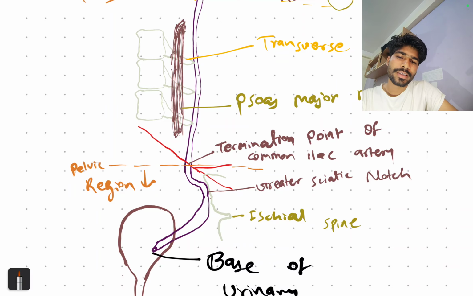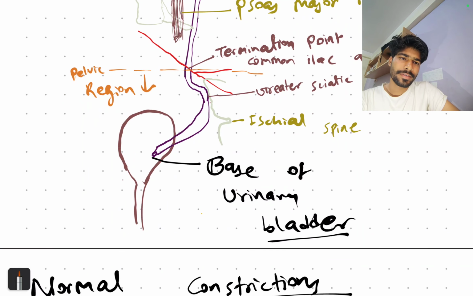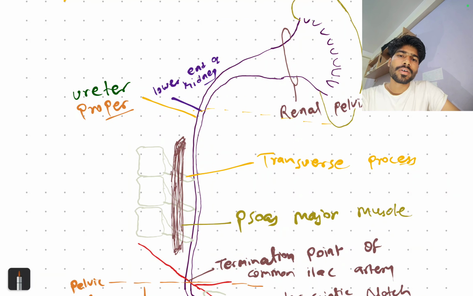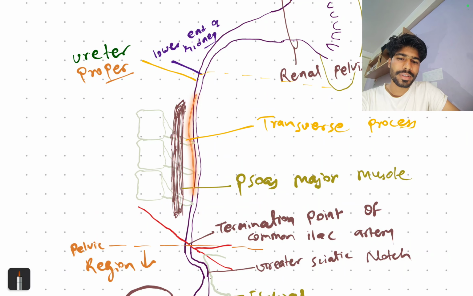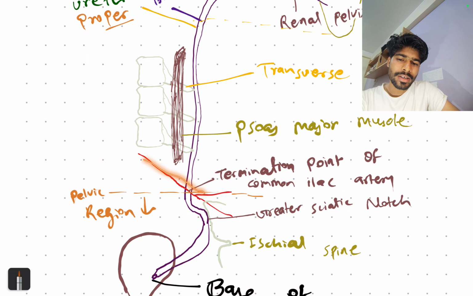All right. And this termination point of the common iliac artery shows us the starting point of the pelvic part of the ureter, and then the opening of the ureter is in the base of the urinary bladder. So this is the general thing which we need to know, that the ureter passes beside the transverse process in the abdomen. Then the common iliac artery's bifurcation point, meaning the branching point, is the point where the abdominal part of the ureter ends and the pelvic region starts.